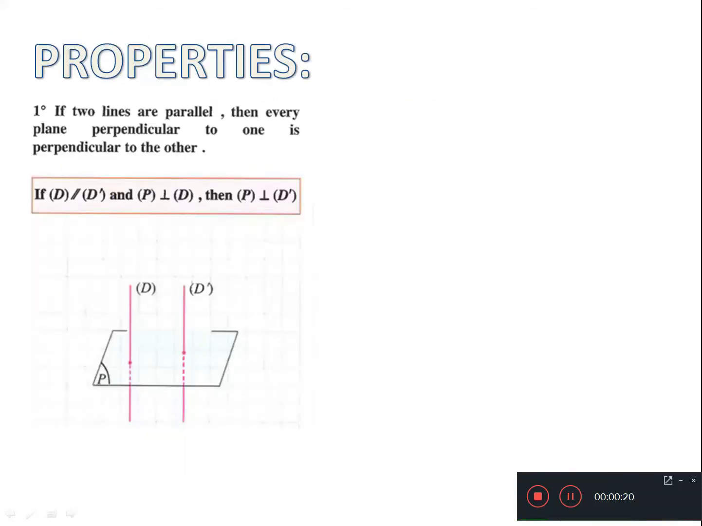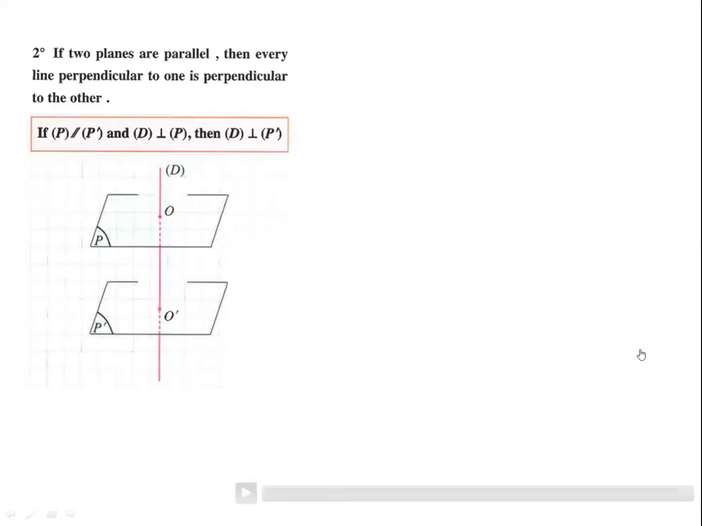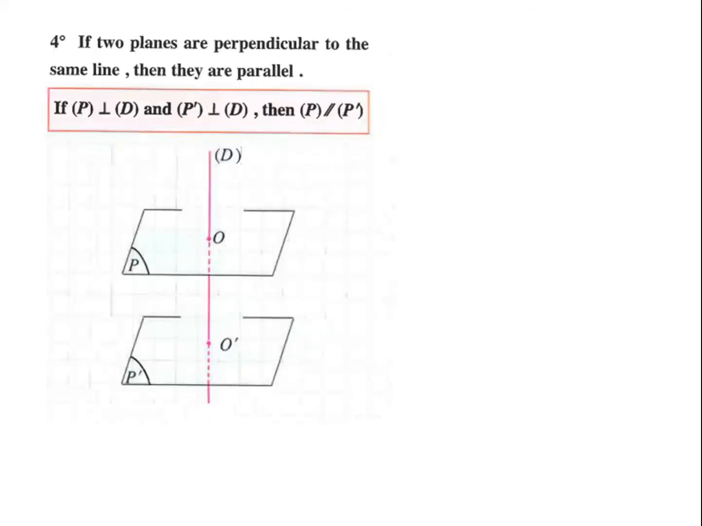Properties. Property 1: if two lines are parallel, then every plane perpendicular to one is perpendicular to the other. Property 2: if two planes are parallel, then every line perpendicular to one is perpendicular to the other. Property 3: if two lines are perpendicular to the same plane, then they are parallel. Property 4: if two planes are perpendicular to the same line, then they are parallel.